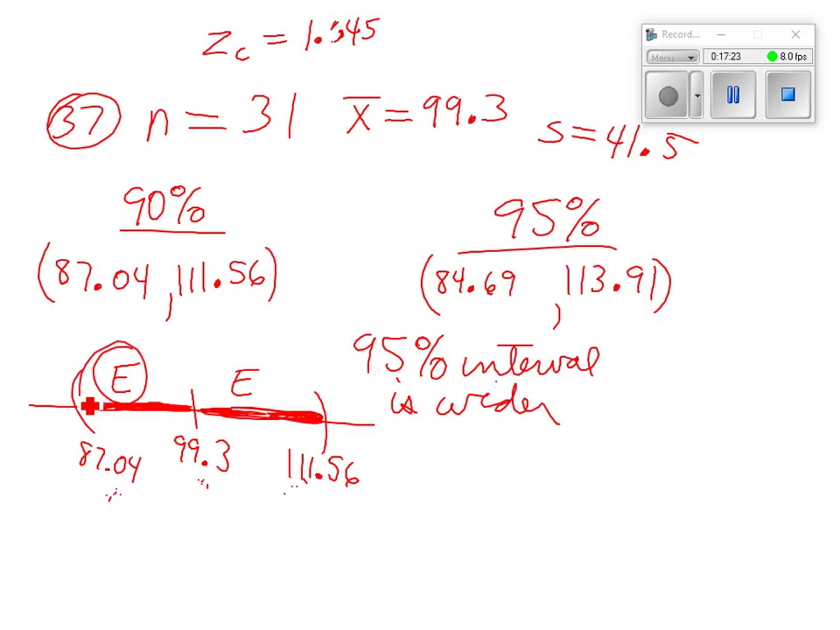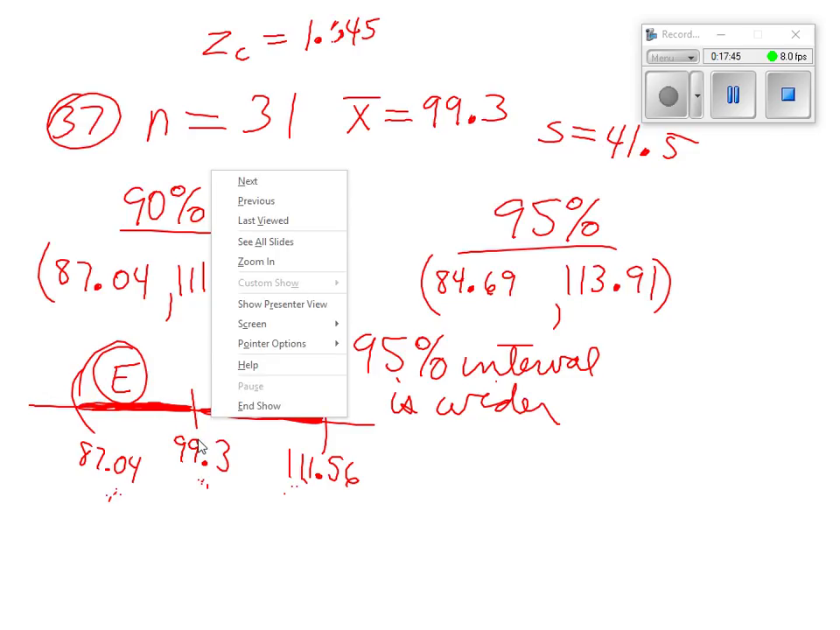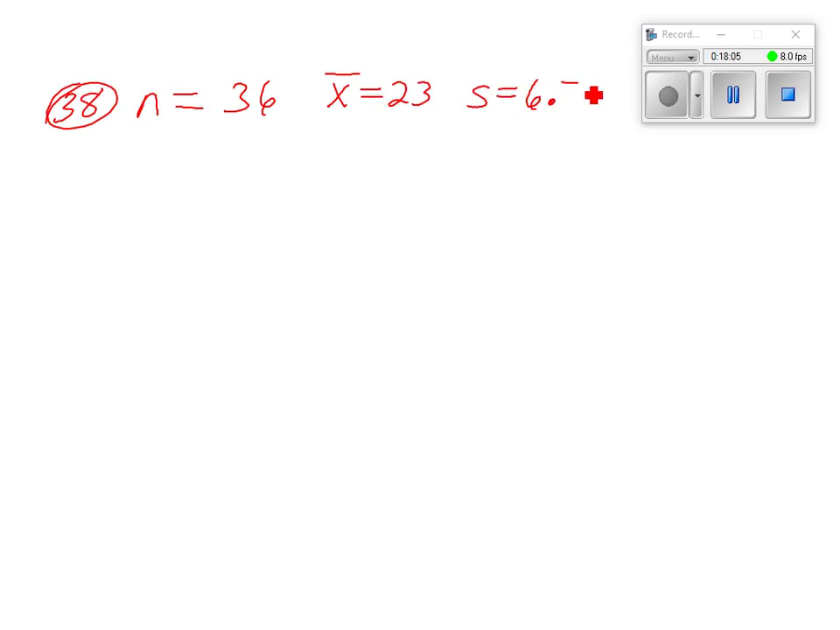They told us the mean this time. Could you find the mean if you were just given those other two? Yeah, you just add 111 plus 87 and then divide by two. So you do what? 111 minus 87, divided by two. Still want me to do the one with 38? Same kind of setup, right? So we get 23. That's X bar? 6.7. You still want 90% and 95%?